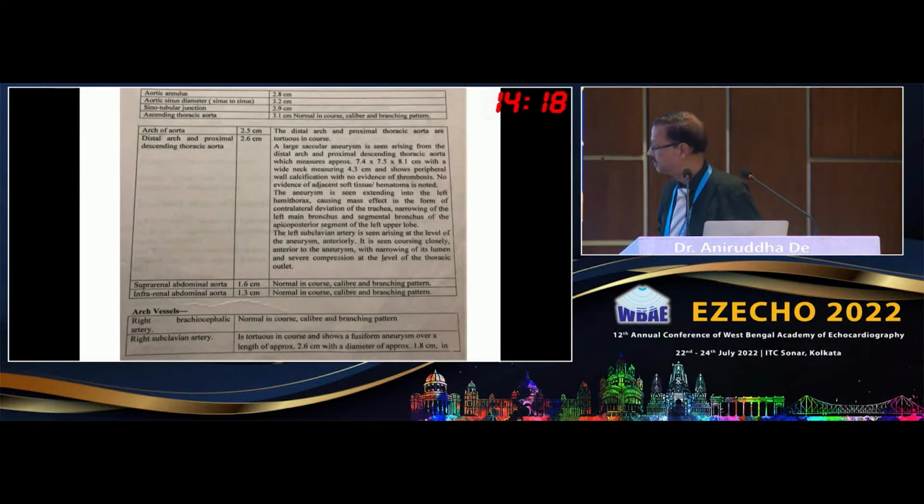I'm still surprised. What is the basis of calling it a true aneurysm? What did they find? There was a communication, a clot inside. The point is, a true aneurysm is one which has all three layers: intima, media, and obviously adventitia.